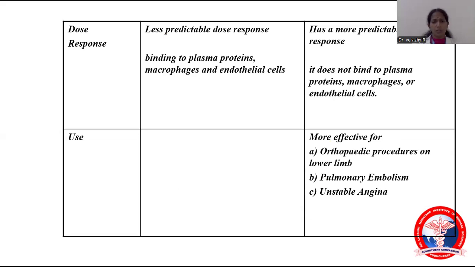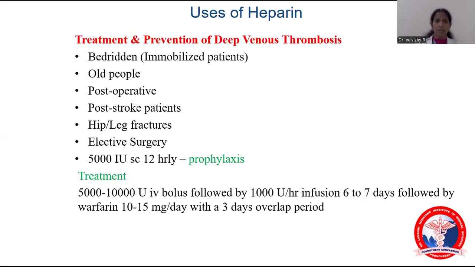The uses are almost the same for heparin and low molecular weight heparin, but low molecular weight heparins are mainly preferred for orthopedic procedures like hip fracture and a few long bone fractures, pulmonary embolism, and unstable angina. So we're moving on to the uses of heparin. Heparin is mainly used for venous thrombosis; arterial thrombosis gives less response to heparin. So this can be used for both prophylaxis as well as prevention of deep vein thrombosis.